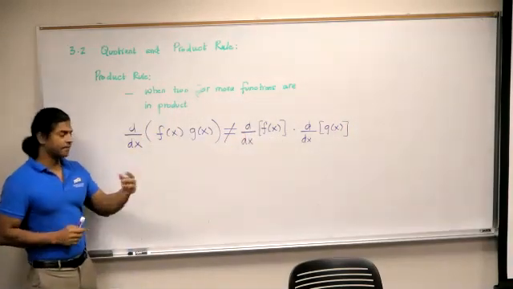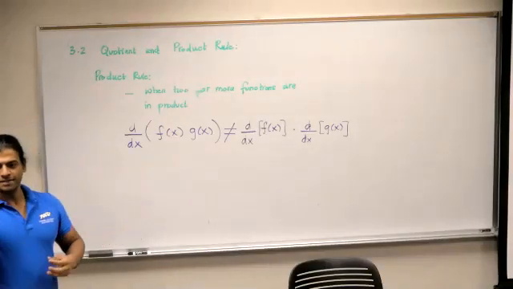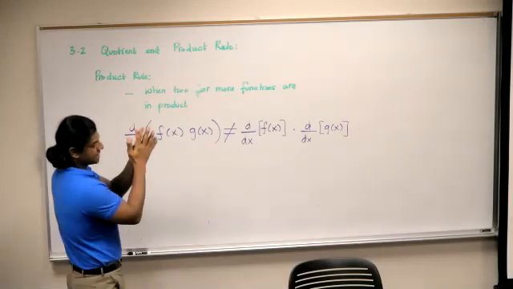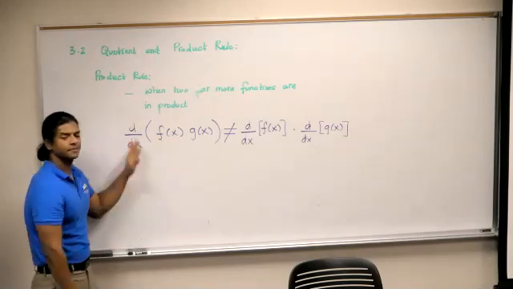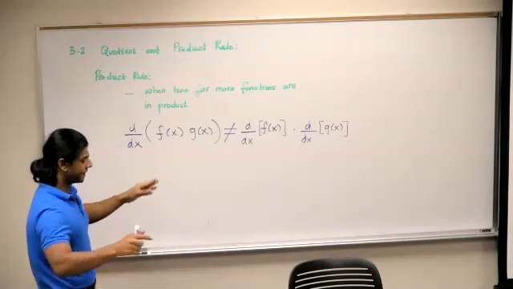What it means is I can't simply find the derivative of the first function, the derivative of the second function, and multiply them together to find the derivative of the product of two functions. That is incorrect. But there is a formula.